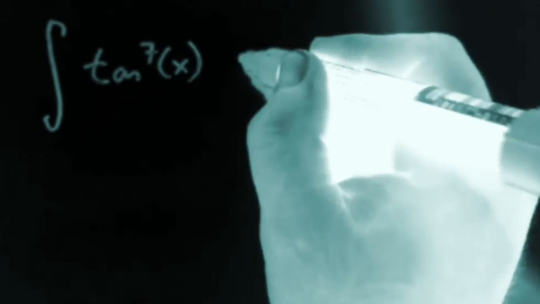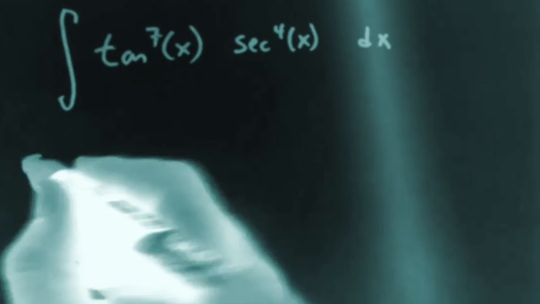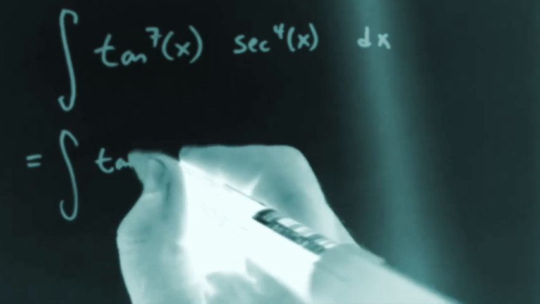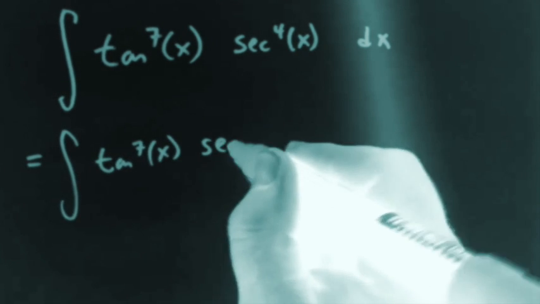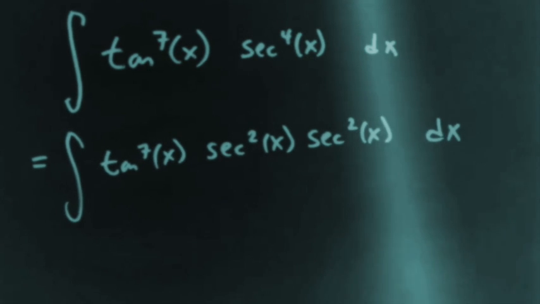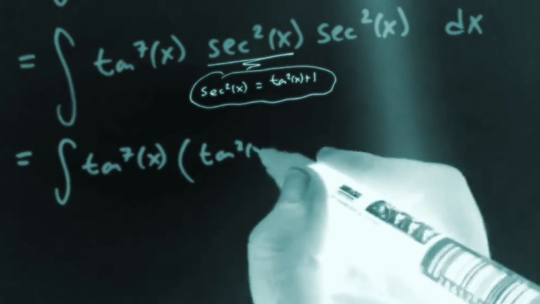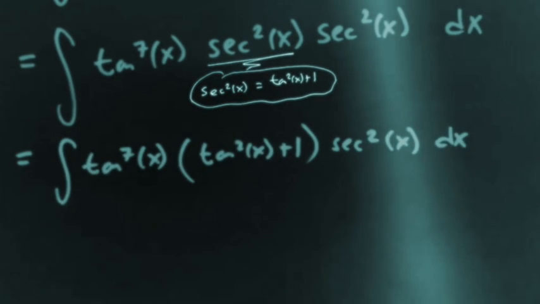Now let's look at the indefinite integral of tangent to the 7th of x times secant to the 4th of x dx. For reasons that may not be completely obvious, it's helpful to rewrite this expression as tangent to the 7th of x times secant squared of x times secant squared of x dx. This is where we will use the trigonometric identity secant squared of x is equal to 1 plus tangent squared of x to replace the first secant squared of x.